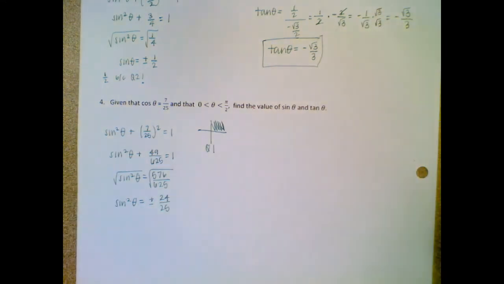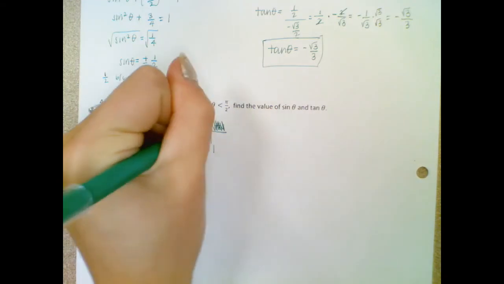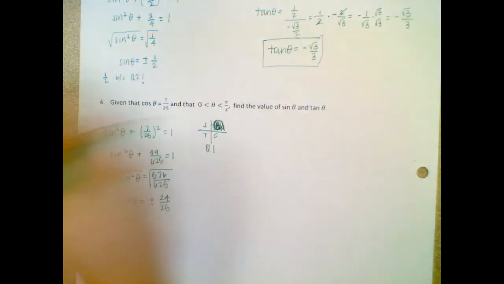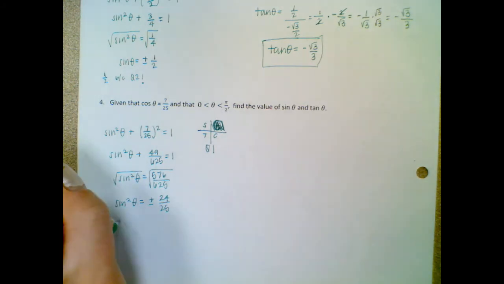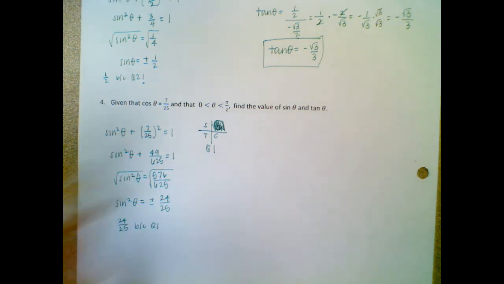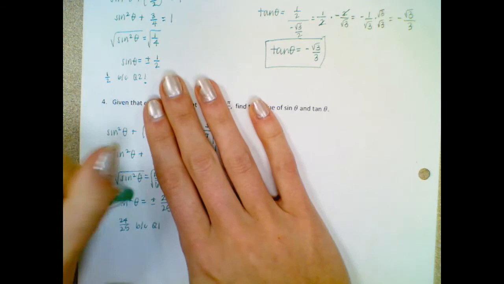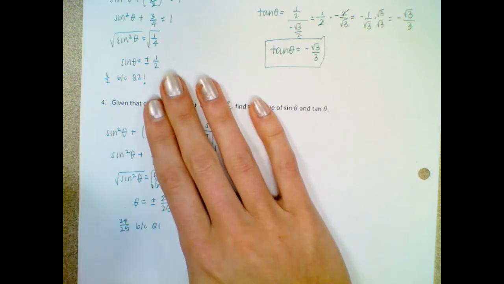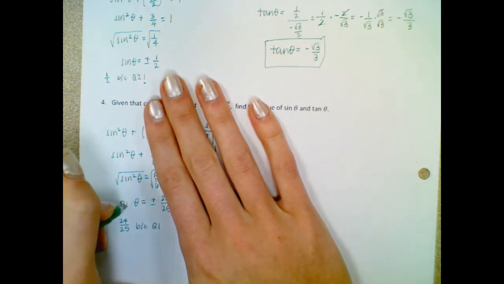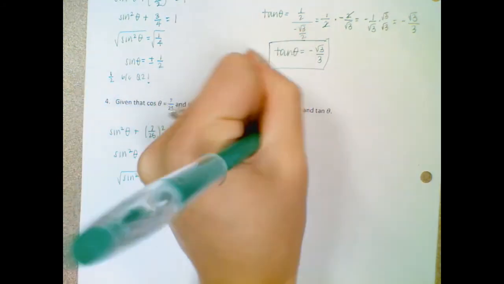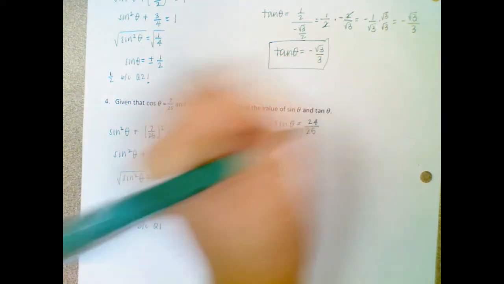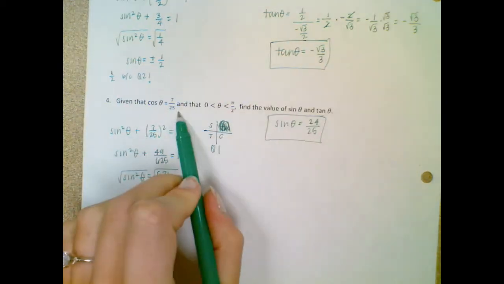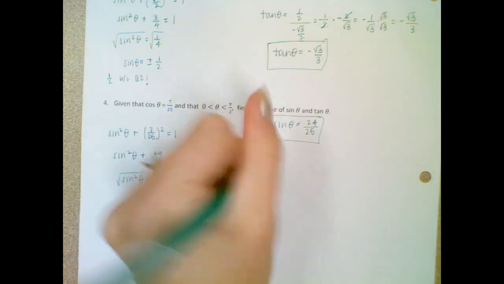Okay, and because we're in quadrant 1, all scholars take calculus. In quadrant 1, all the trig functions are positive, so all my answers need to be positive. So it's going to be 24 over 25 because we're in quadrant 1. Oh, why did I write a square there? You take the square root of sine, it's just sine. Sorry. Okay, so sine of theta is 24 over 25. Look, cosine was positive, so that's good too. Tangent also needs to be positive.